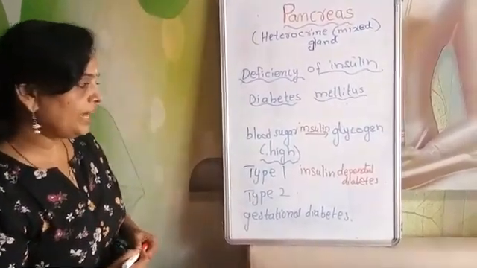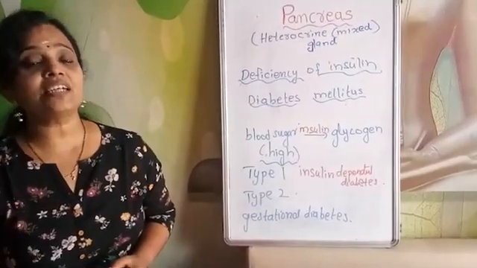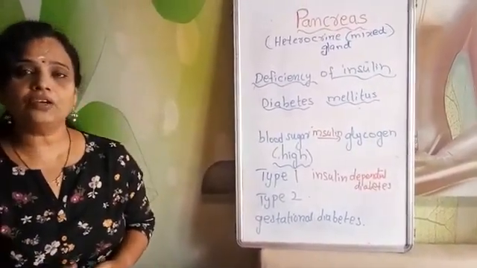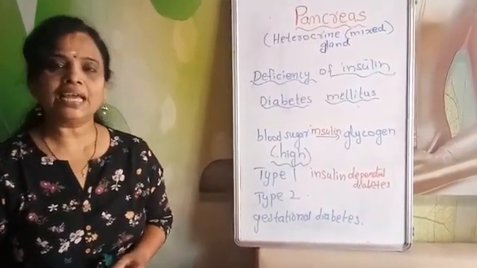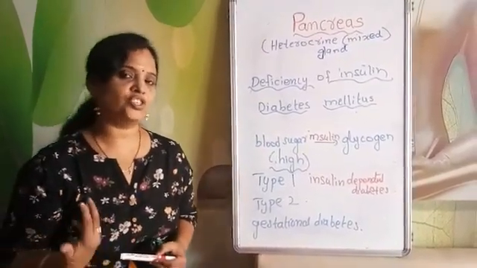So type 1 diabetes is an insulin deficiency and it is also insulin dependent diabetes, and this kind of diabetes is sometimes, or most of the time, genetic, hereditary, and it can come at a very young age also.